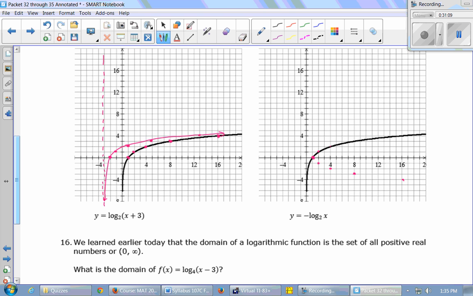And then maybe I'll do a couple over here, like (a half, negative 1) will become (a half, positive 1). And then positive (a half, 1) becomes (a half, negative 1). So now I connect these with a nice smooth line, and I get a reflection over the x-axis.